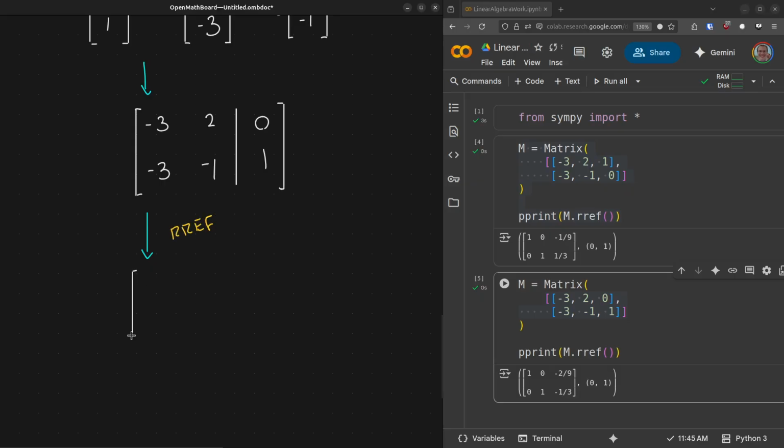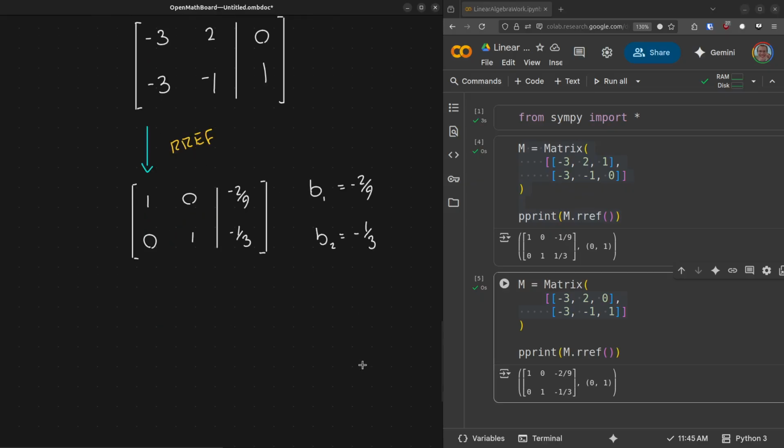The reduced row echelon form of the matrix is 1, 0, -2/9, 0, 1, -1/3, which means my first coefficient b1 is equal to negative 2/9, and my second coefficient b2 is equal to negative 1/3. So vector j is going to equal my first coefficient, negative 2/9, times my first vector, which was negative 3, 9, plus my second coefficient, which is negative 1/3, times my second vector, which was 2, negative 1.